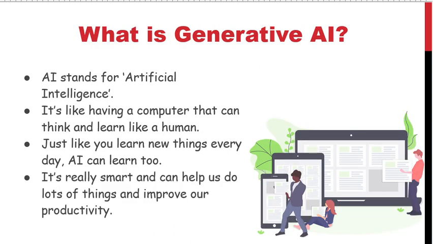So first of all, what is AI? AI stands for artificial intelligence. It's kind of like having a computer that can think and learn just like us humans can. Just like you learn new things every day, AI can learn too. It is smart and can help us do a lot of things and improve your productivity.